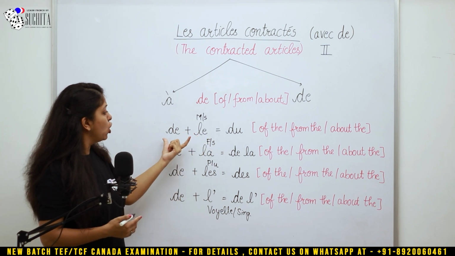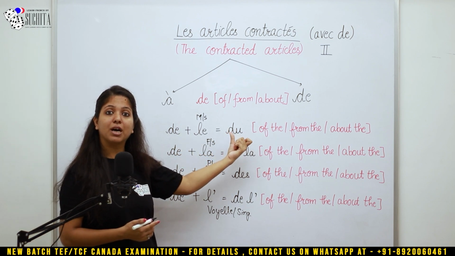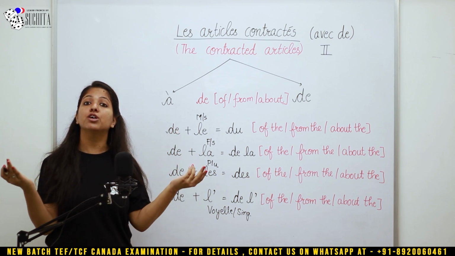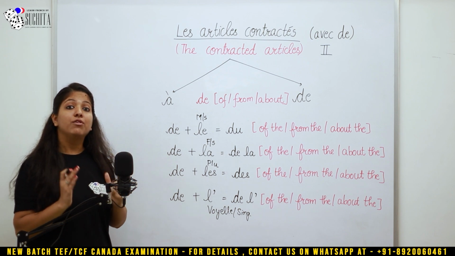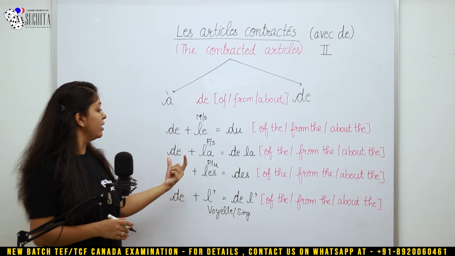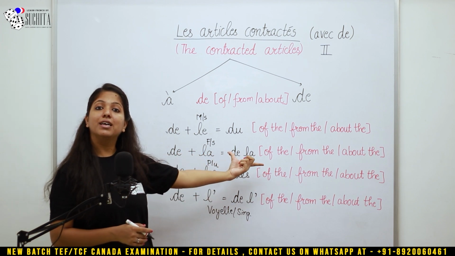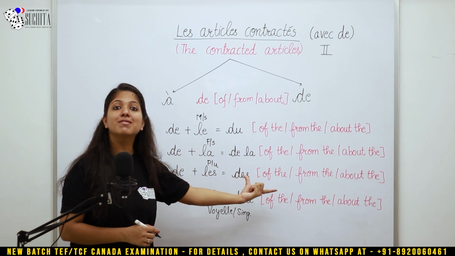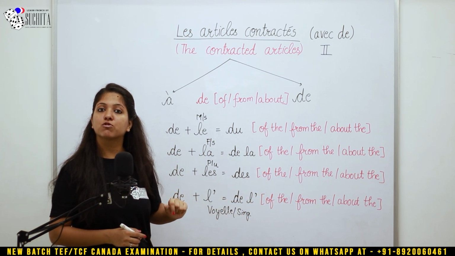So, de plus le. What does it become? There you have contraction and it becomes du. And that is why these articles are known as contracted articles, because here contractions happen. De plus le, you do not write it together. In fact, it becomes du. De plus la: there is no contraction over here. De plus la, it becomes de la. De plus l'apostrophe, it becomes de l'apostrophe.